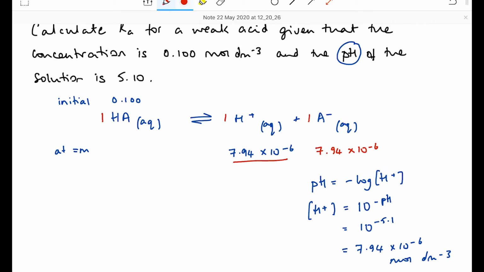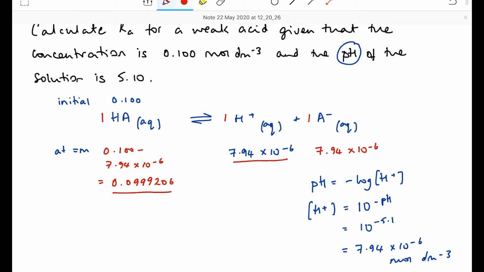In terms of the acid, at equilibrium, again, it's a 1-to-1 molar ratio. So we can say that 0.100 minus 7.94 times 10 to the minus 6 tells us the concentration of the acid molecules that's changed. And that turns out to be 0.9999206. Now, I'm putting that full number in there for a reason.